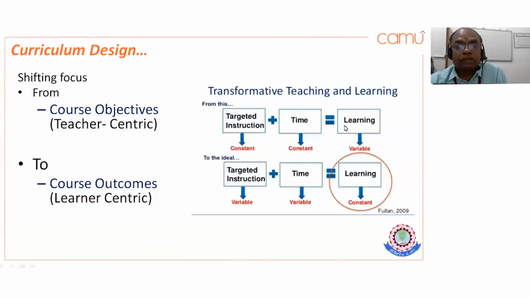Now, based on the student's ability, if you are able to adjust the syllabus component and the time component here, the learning will be constant among the students. That is the focus now. That is the basic motivation for OBE also, outcome-based education.